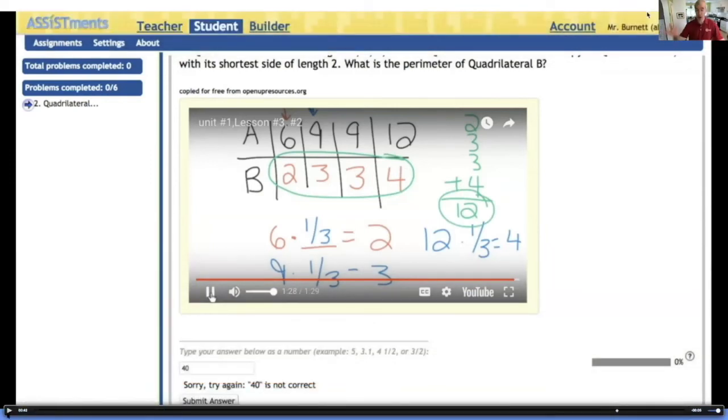Okay, pause. I'll tell you that Andrew Burnett, he says, "Hints suck, Neil. I actually write explanations. When my kids get it wrong, I give them this explanation, and then I give them another problem to do."